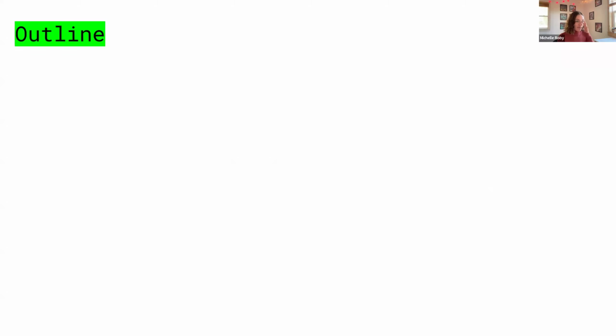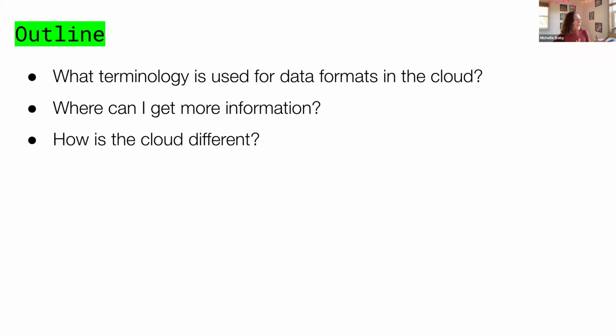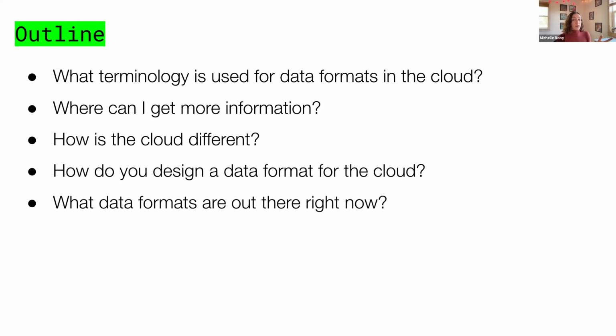So just an outline of what I'll be talking about today. We're going to go over a little bit of terminology if you're new to Cloud Native Geo or Cloud Native in general. A link of where you can get more information and detail on all of this. Why the cloud is different: why do we need to change the way that we're using data now than maybe a couple decades ago? How do you design a data format for the cloud? And then what data formats are already out there right now?